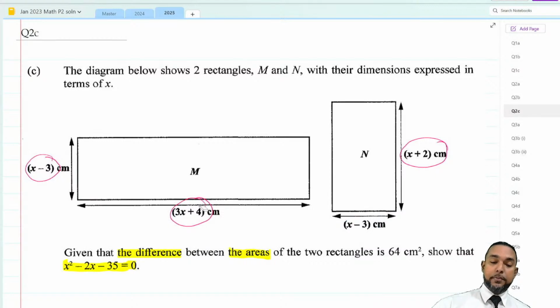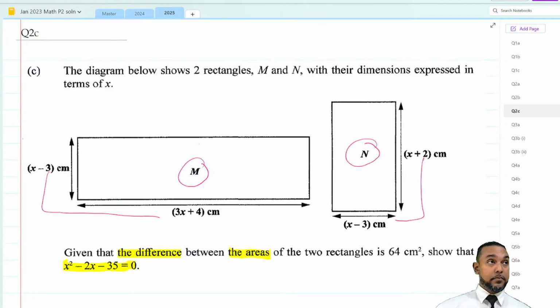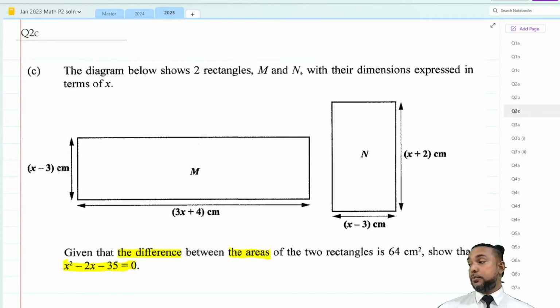So what I want you to do is find an expression for the area of M by multiplying these two. Find an expression for the area of N by multiplying these two. You started. Right? If you know what to do past that, go ahead.